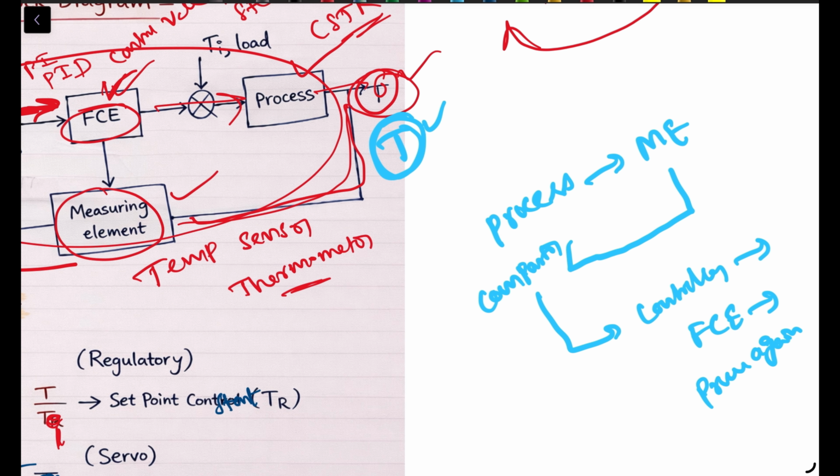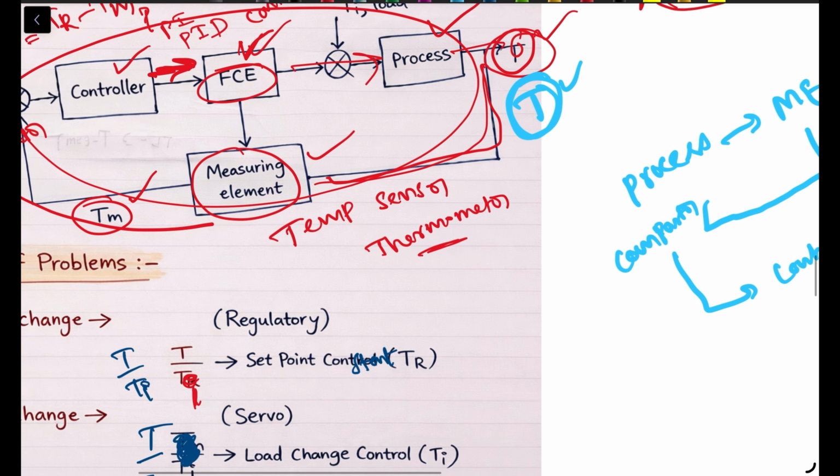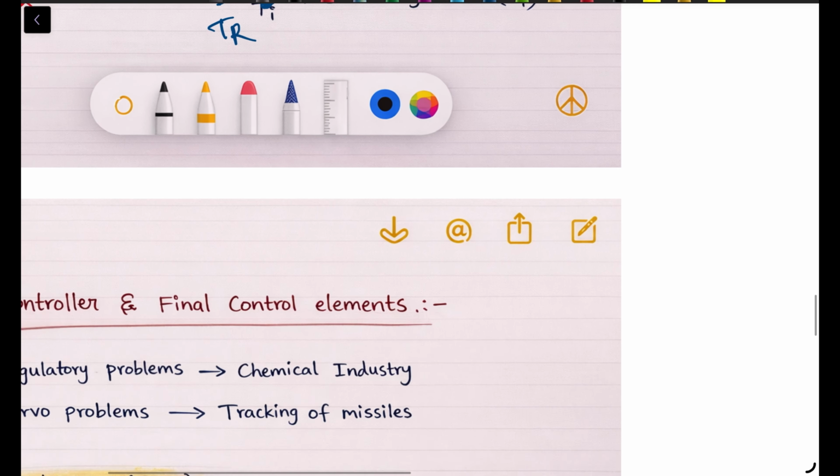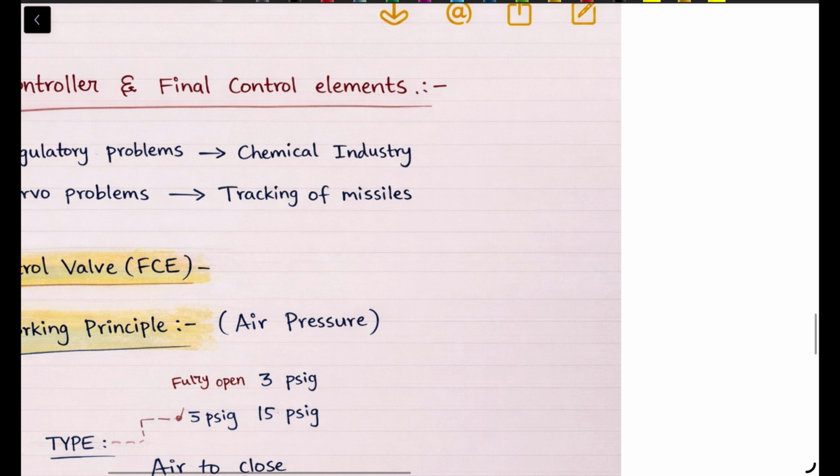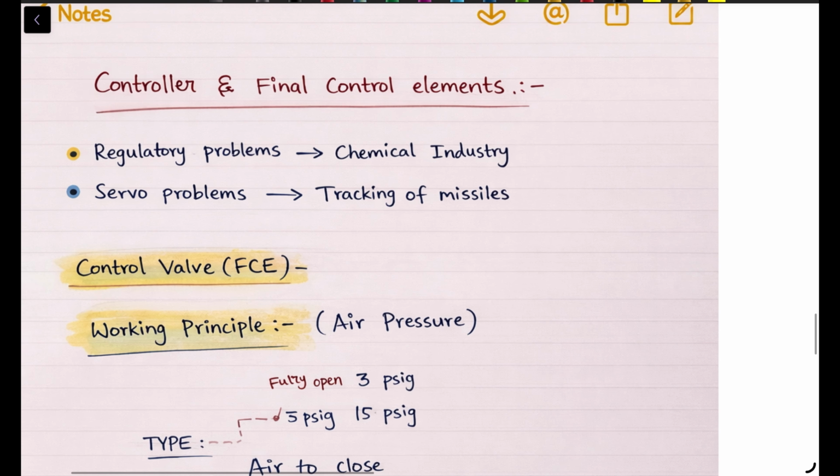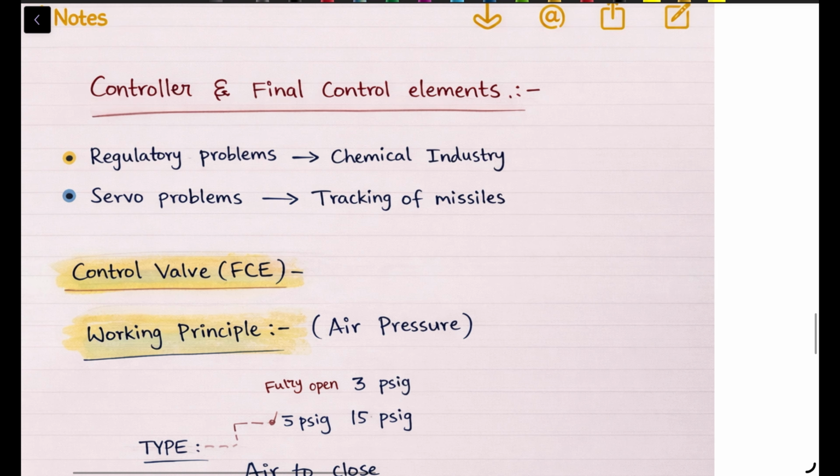Okay, this is called a closed loop system. Now let us discuss two important types of control problems in process control systems. In general, control problems are classified into two categories.